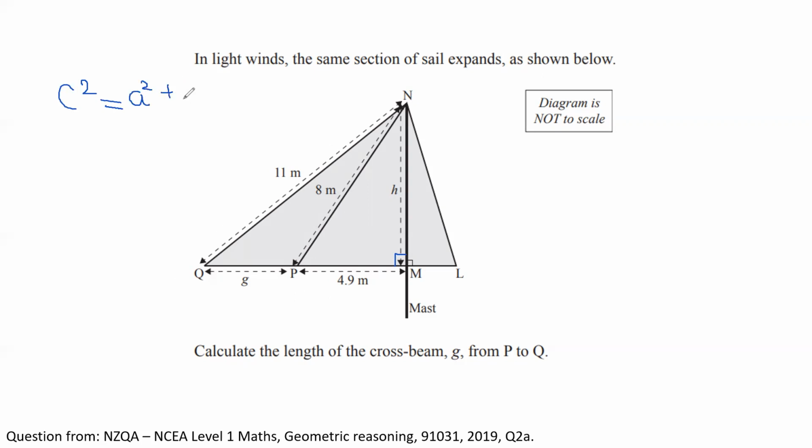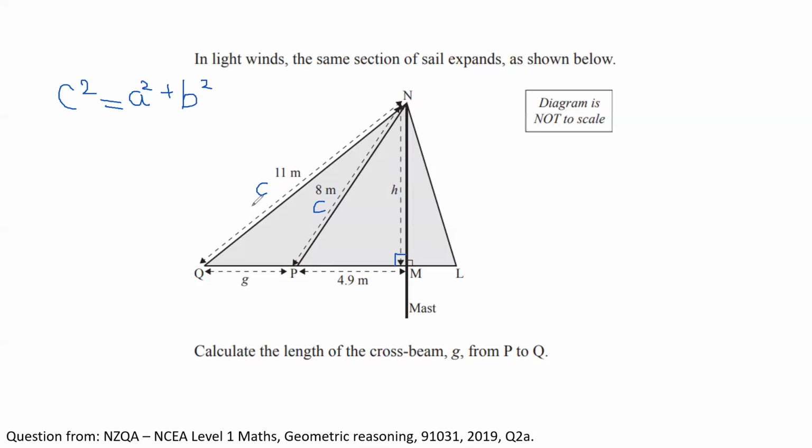Then we can hopefully look on the diagram and work out what might be, for example, C, what might be A, and what we can use to work out various other lengths. We know that C is always the hypotenuse, the side that is opposite the right angle. So we know that this is C and also this is C, because we can see we've got this big triangle here from M to N to Q, and then this smaller triangle here, which is N to P to M.